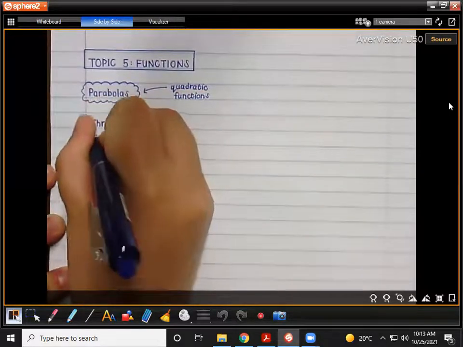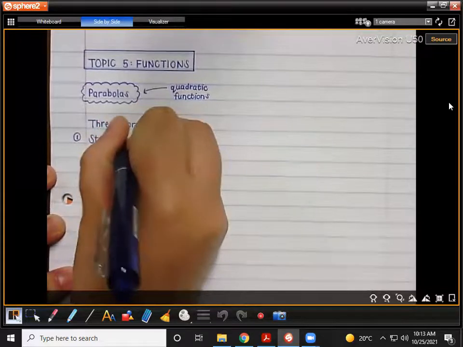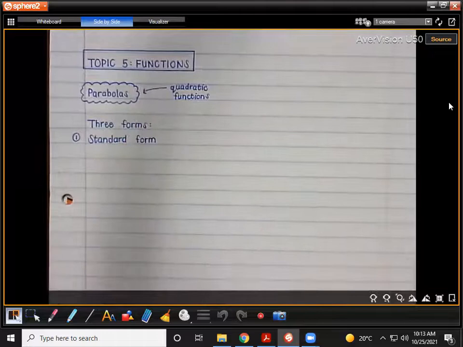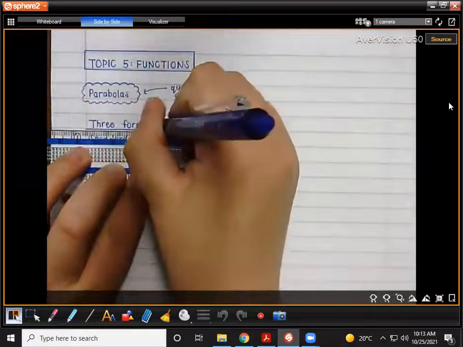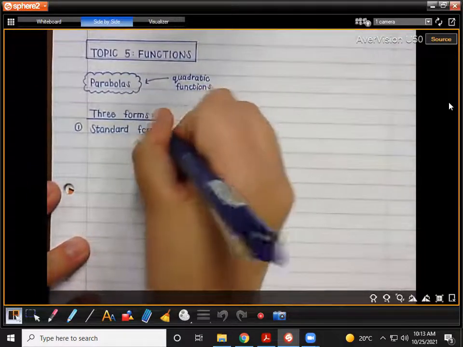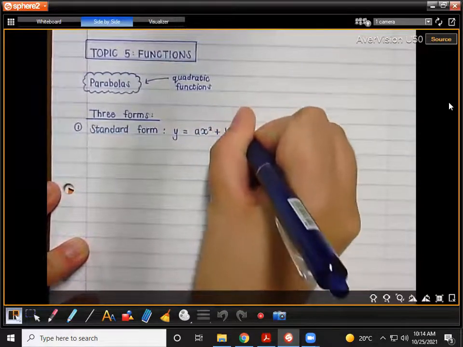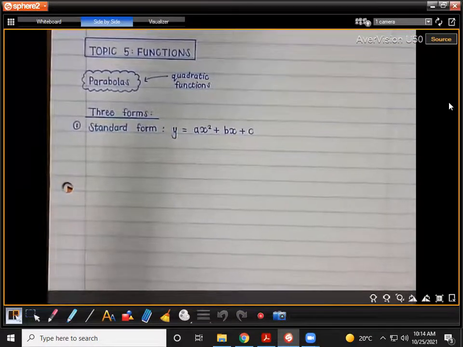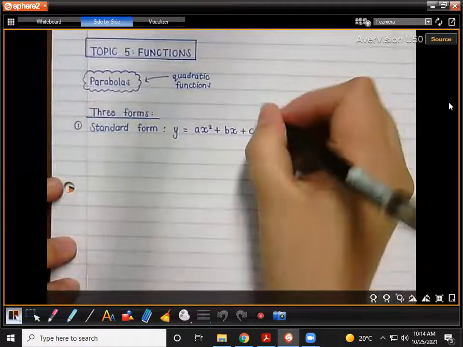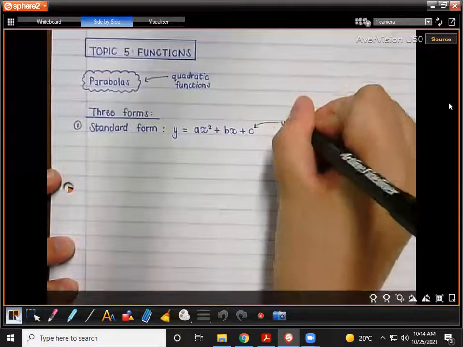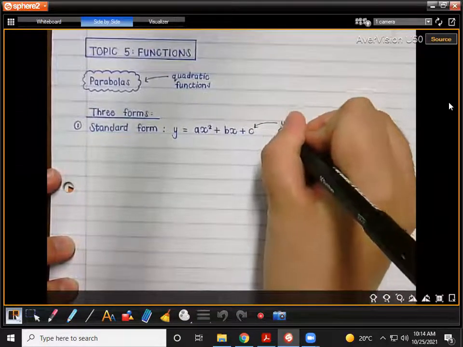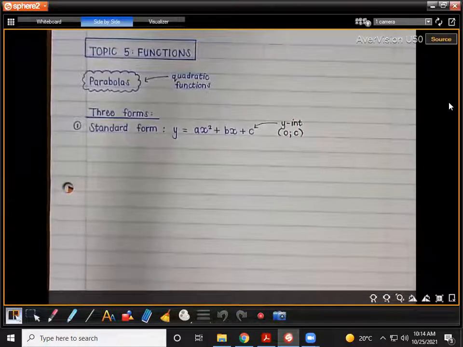The first one is standard form. Let me just underline this because that is a heading. All right, the first one is standard form, which is y equals ax squared plus bx plus c. And what did we just say about c when it's written in standard form? C is the y-intercept, yes. So c is the y-intercept always. So the coordinate of your y-intercept will be 0, and then c will be the y value of that point.